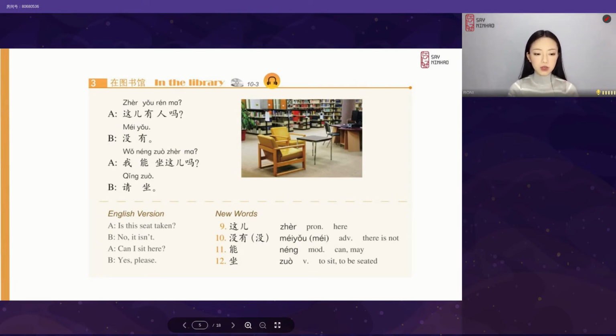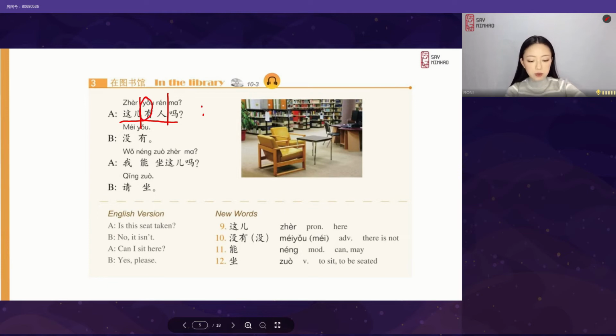Okay, now let's move on to the text. I will read it and please listen carefully. 这儿有人吗？没有。我能坐这儿吗？请坐。Okay, this text is really easy. First, it is asking, is there anyone? Which means, is this seat taken? Can I sit here? 这儿有人吗？Is anybody here?